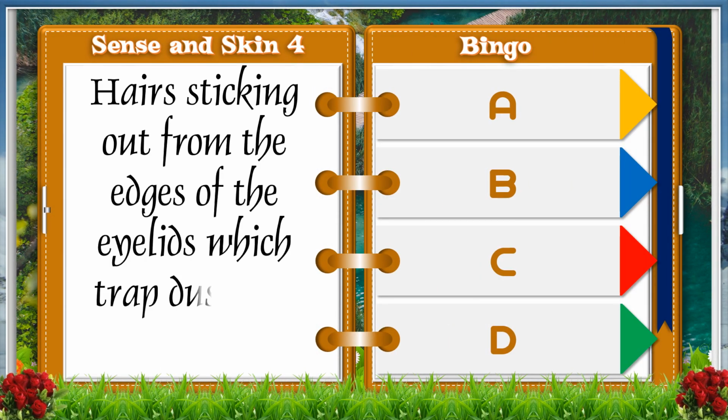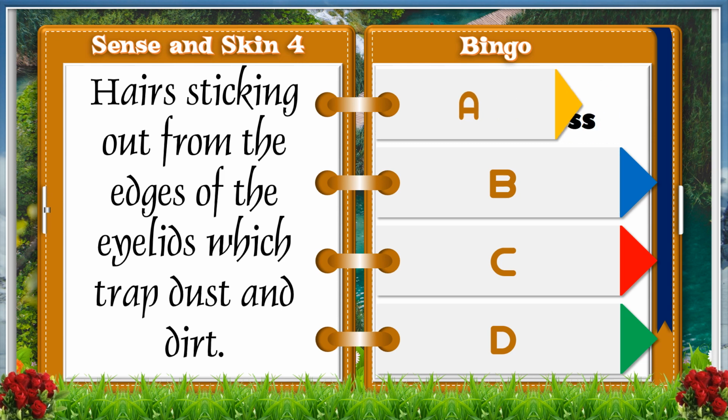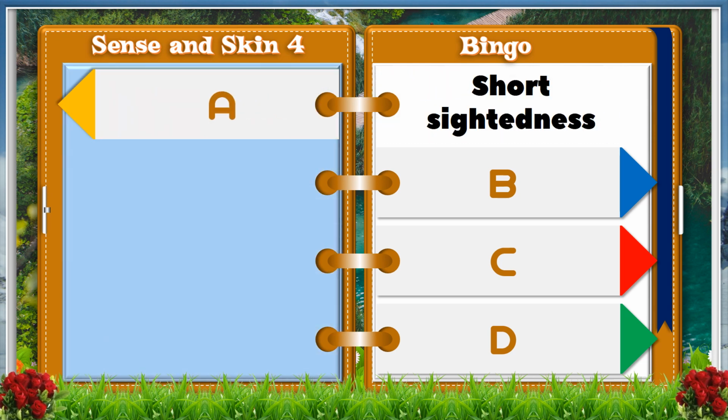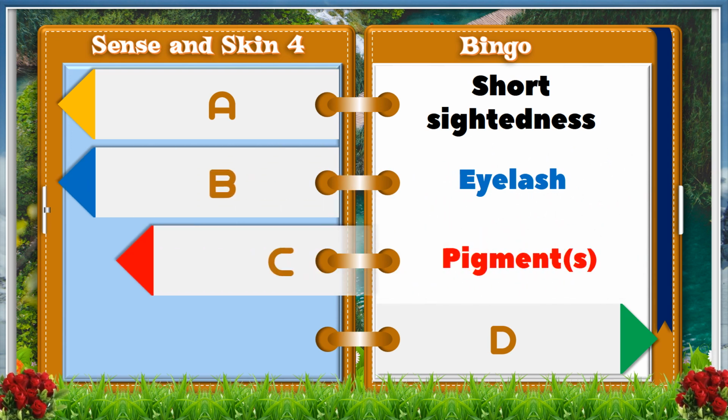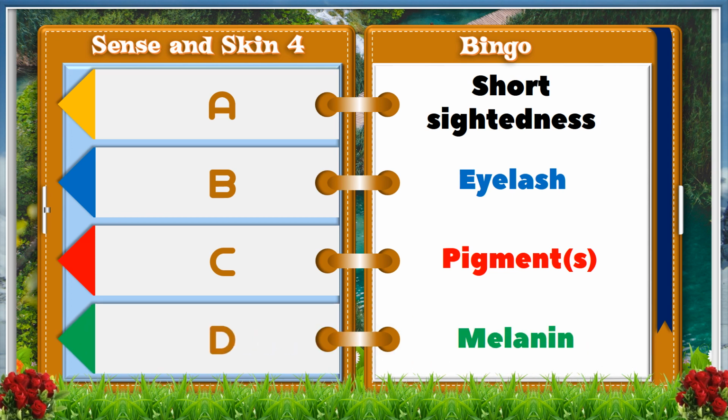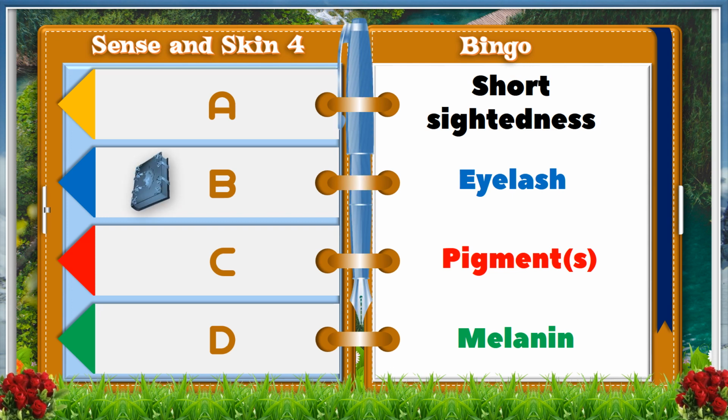Hair sticking out from the edges of the eyelids, which trap dust and dirt. A. Short-sightedness. B. Eyelash. C. Pigments. D. Melanin. And the answer is B. Eyelash.